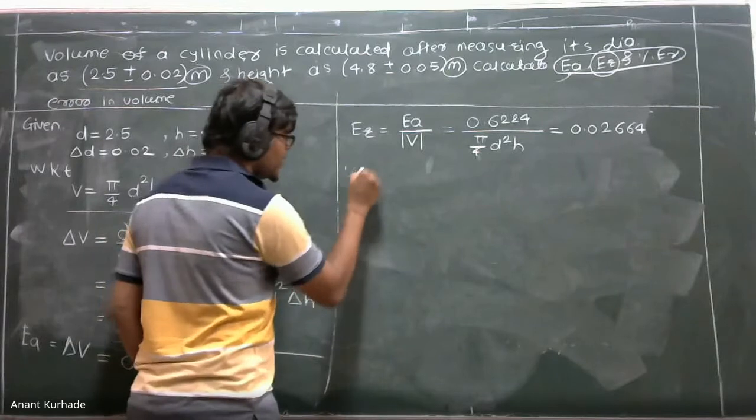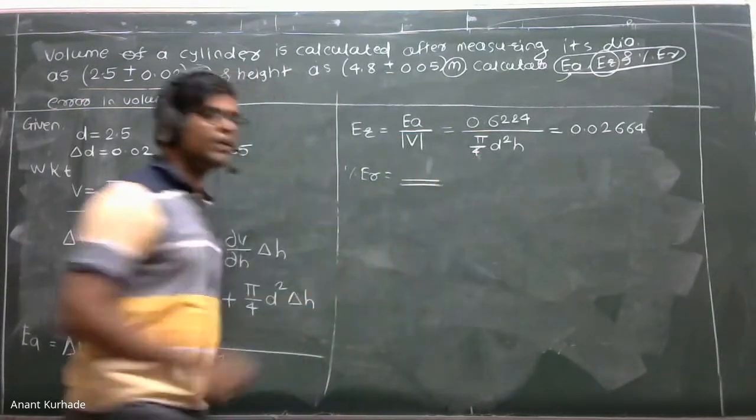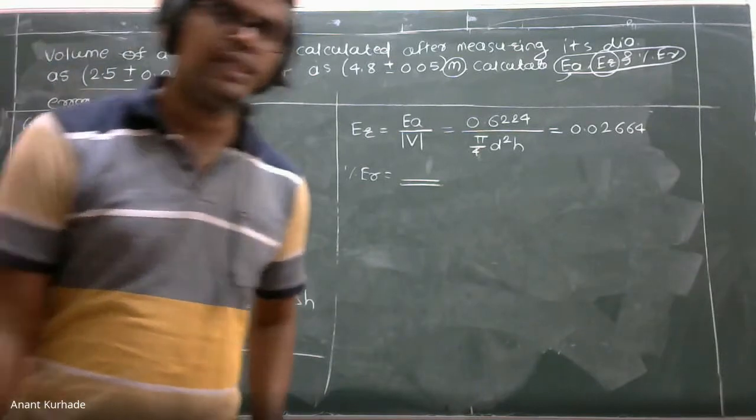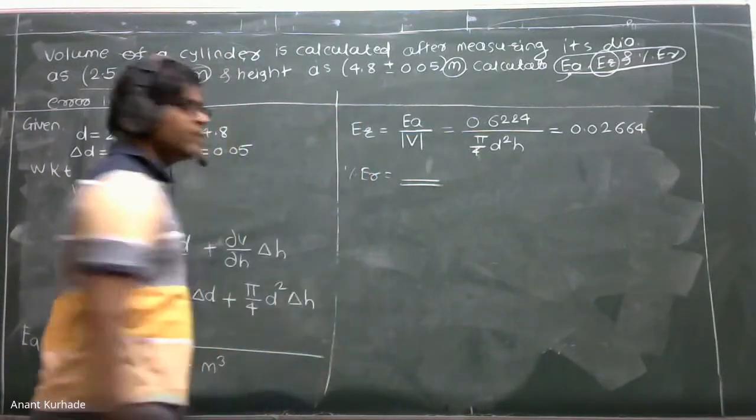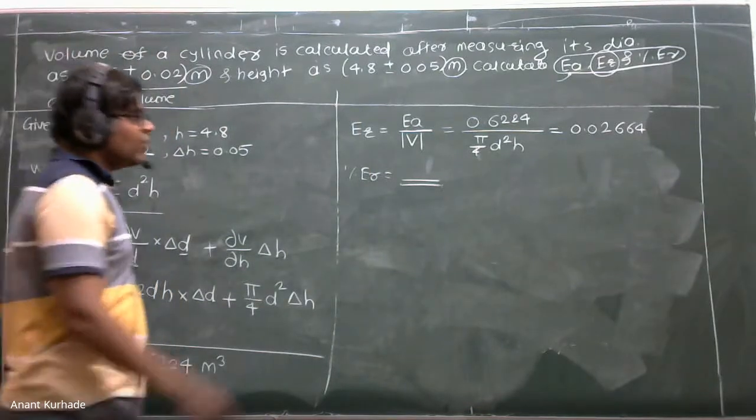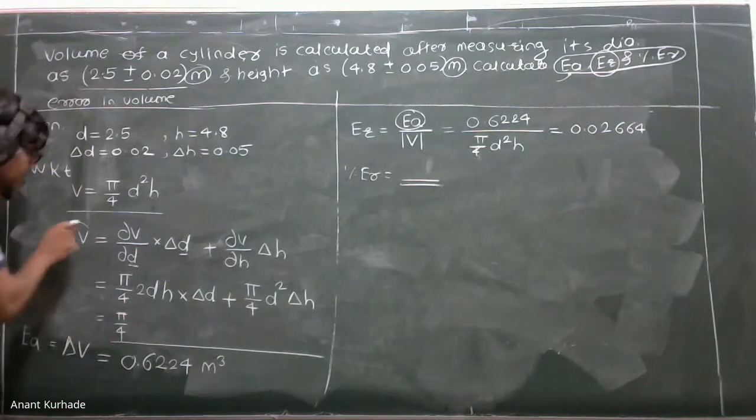And last, calculate the percentage relative error. Just multiply by 100 and write down this answer. You can have this question for 6 marks. So the most important part is how to calculate EA, that is delta V.